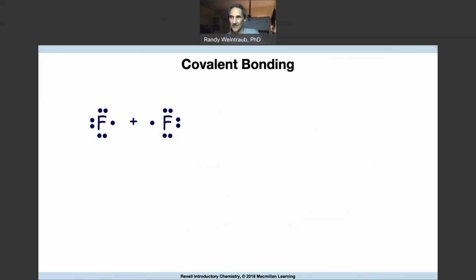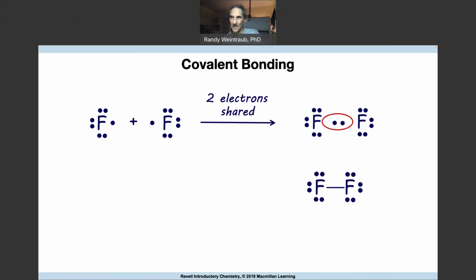Two fluorines each share 1 electron and form 1 bond. By forming this bond, they now have their valence shell filled to satisfy the octet rule. And we see that in the Lewis dot structure right there.